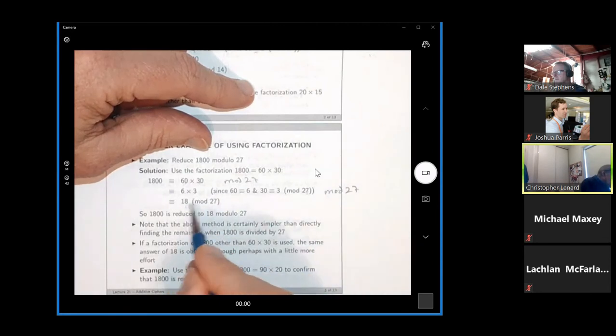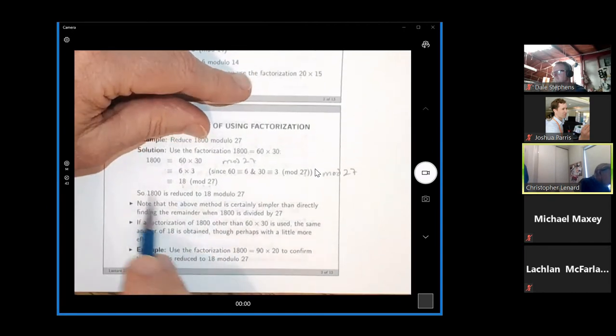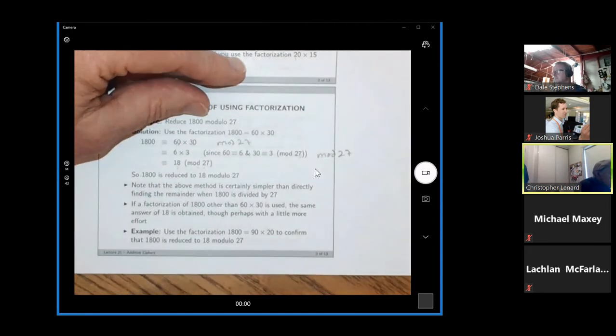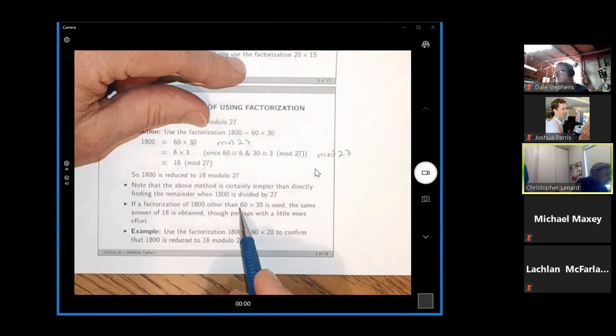6 3s are 18, mod 27. 18 is as simple as you can get because it's between 0 and 27. So 1800 gets reduced to 18. And you can see that's really, really simple. What if you did 60 times 30?